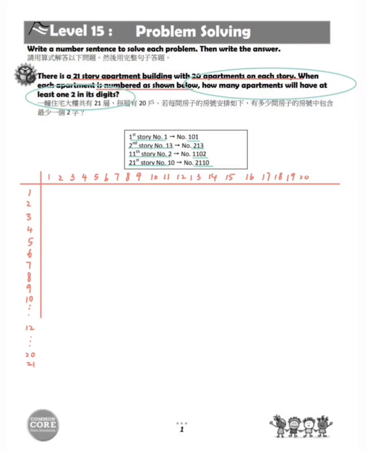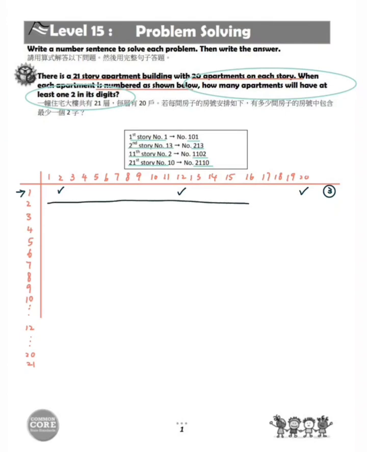So if we have the example like this, if we take a look on the table, first take a look on the first floor here. There are 20 apartments, so using the same pattern of the example, we will have 102, 112, and 120 are having a 2 there. There are only 3 apartments having a 2.